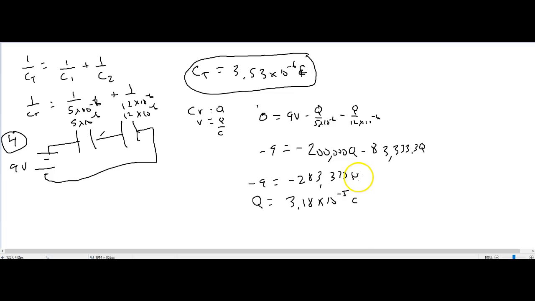All right. Now, that's one way to do the problem. It's legit, and it's actually better.